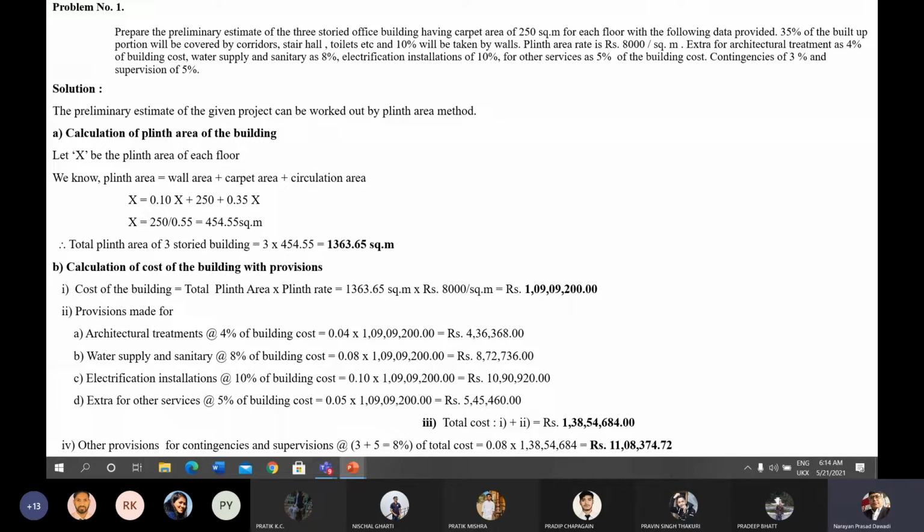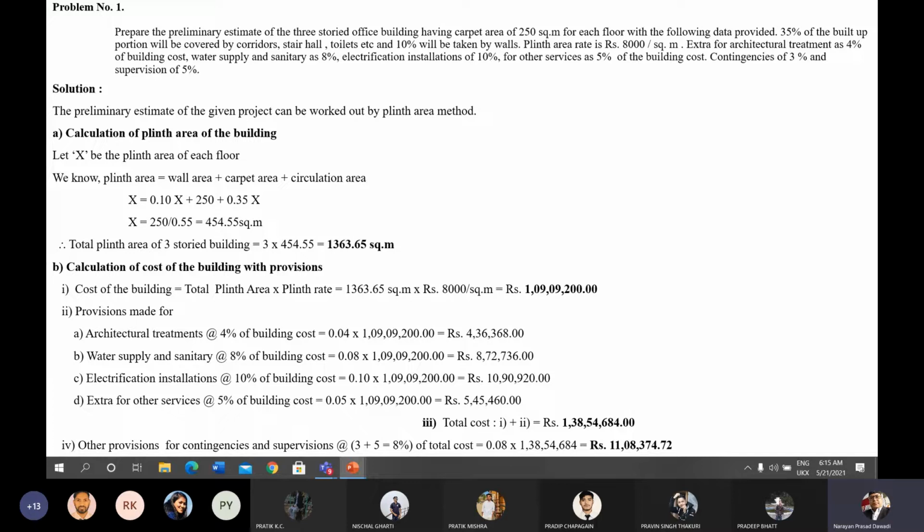This is the question. Prepare the preliminary estimate of a 3-story office building having a carpet area of 250 square meters for each floor with the following data provided. 35% of the built-up portion will be covered by corridor, stair hall, toilet, etc. and 10% will be taken by walls. Plinth area rate is 1,000 per square meter.